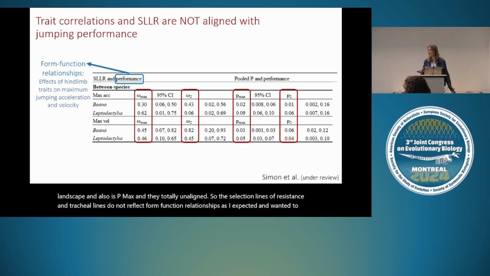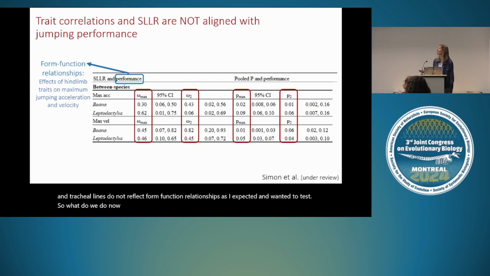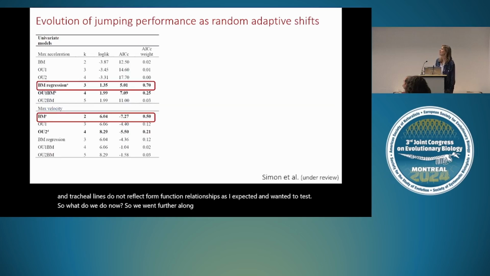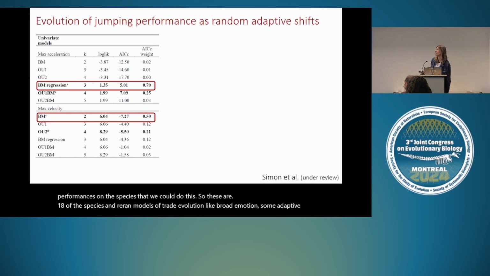So what do we do now? We went further along and decided to directly model the evolution of jumping performances on the species that we could do this. So these are 18 of the species. And we ran models of trait evolution like Brownian motion, and some adaptive models that have 1 or 2 peaks.